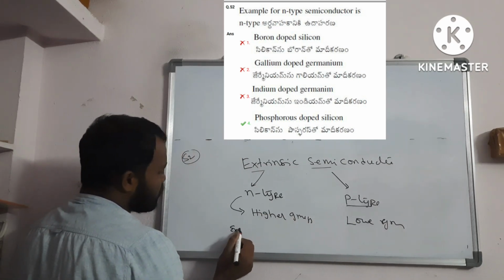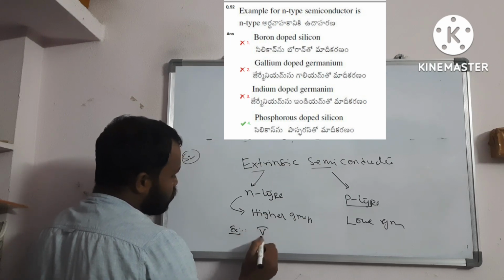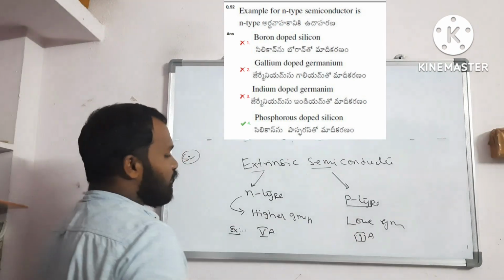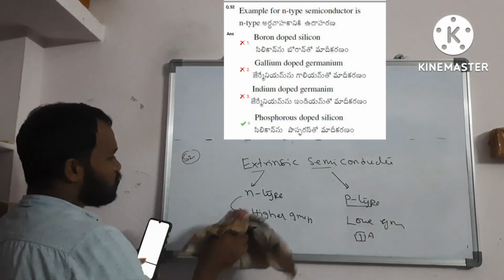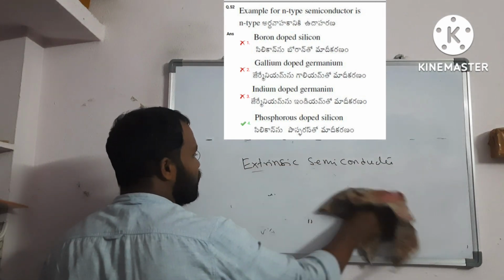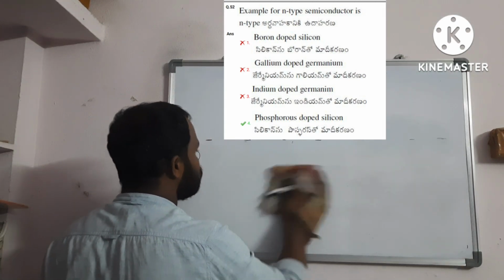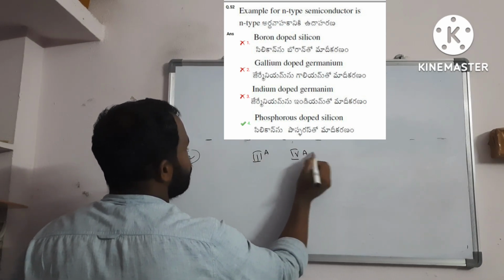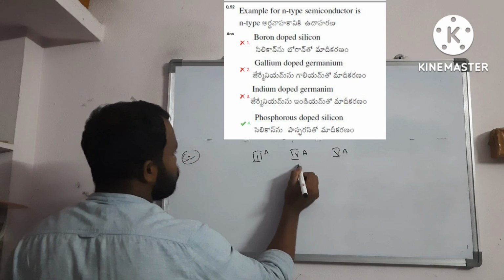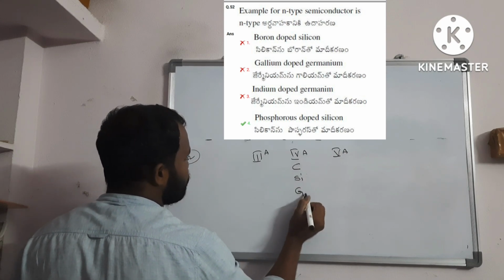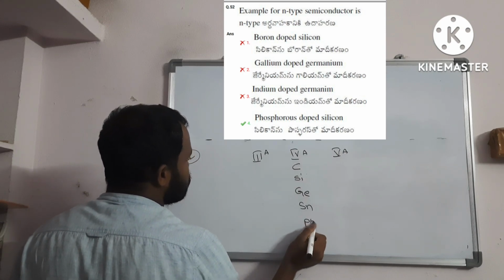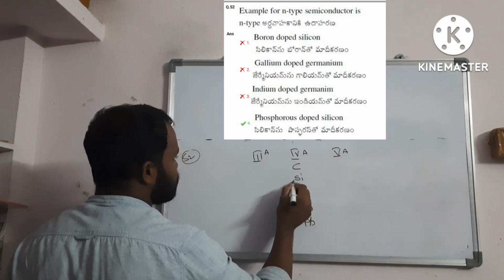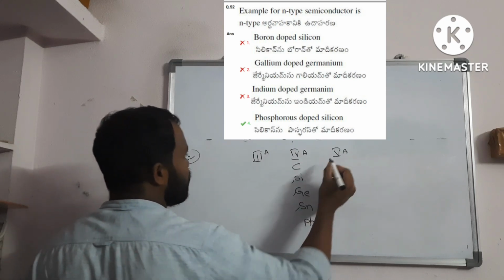For example, higher group means the 5A group, and lower group means the 3A group. Now I will explain how to remember all this. You know the fourth group, right? You should take generally 3rd A, 4th A, 5th A. What is the fourth group? Carbon, silicon, germanium, tin, lead. Except carbon, silicon, germanium and tin act as semiconductors.